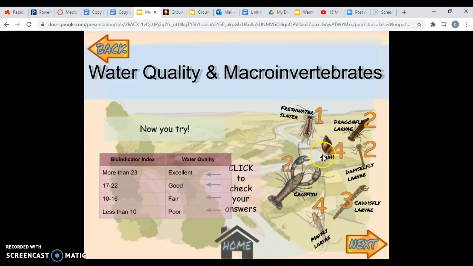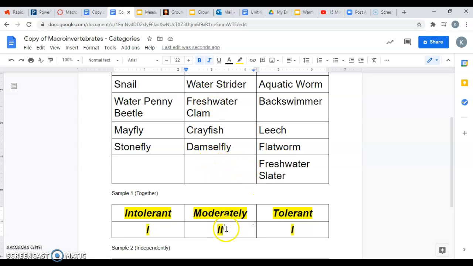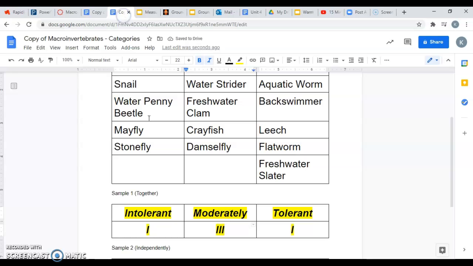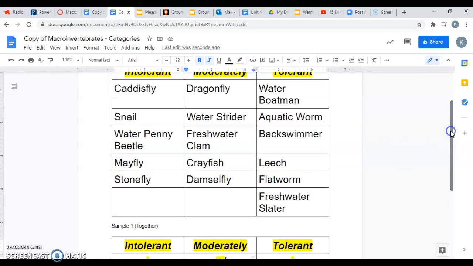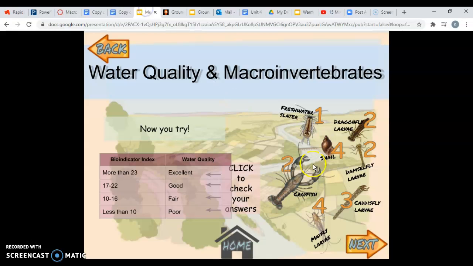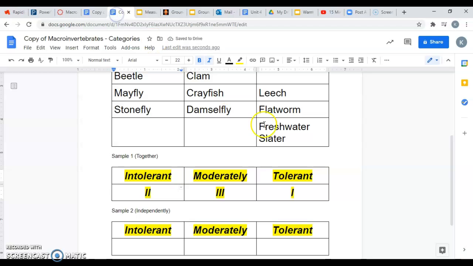My damselfly, so over here, we're almost done. Damselfly is under the moderate, so I'm going to tally for a moderate. My caddisfly is going to be an intolerant. He's over at the top, so I'm going to do another intolerant tally mark. And then finally my mayfly. My mayfly is also intolerant. Okay, so we're ending our sample with 3 intolerant organisms, 3 moderately tolerant, and 1 tolerant organism.